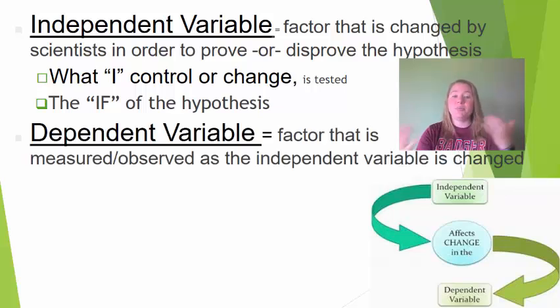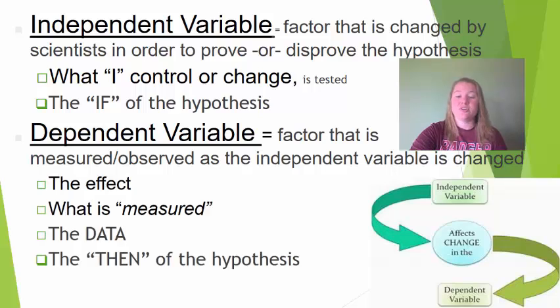The dependent variable is what you are measuring. It is also the then part of the hypothesis. Going back to that experiment, then the plant will grow taller. So independent variable is the if, dependent variable is the then. I remember the difference because your dependent variable is the data that you are collecting, and they both start with the letter D.